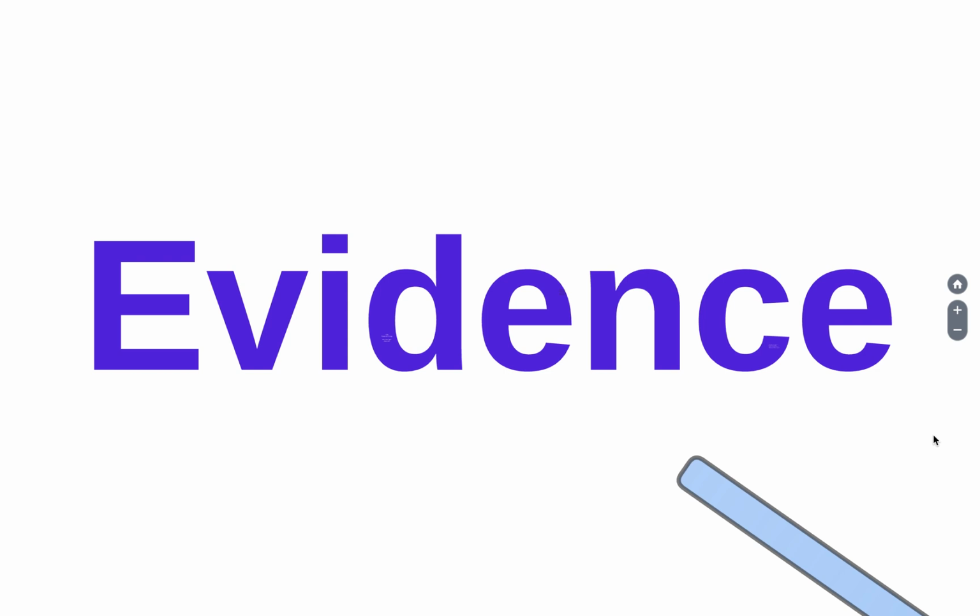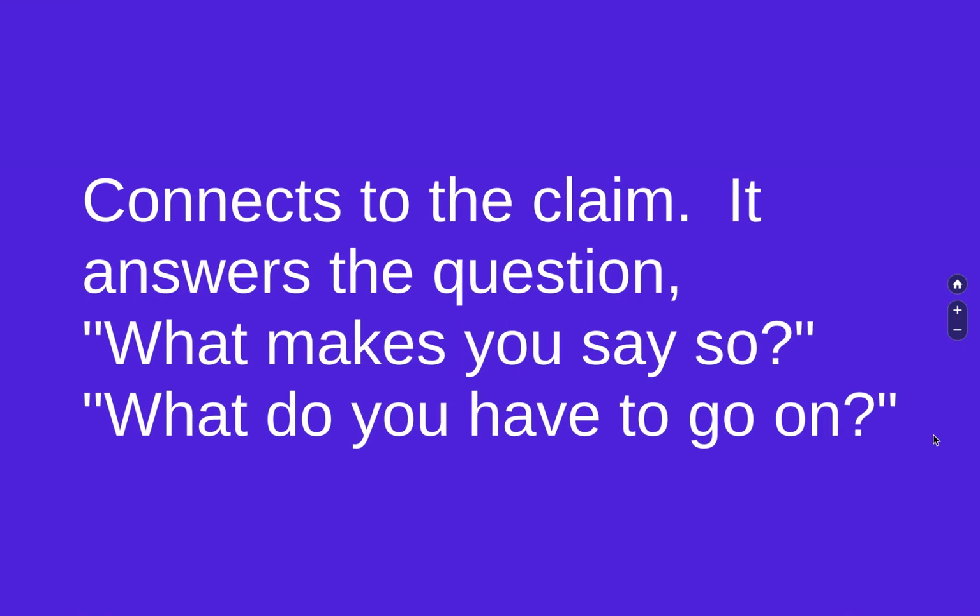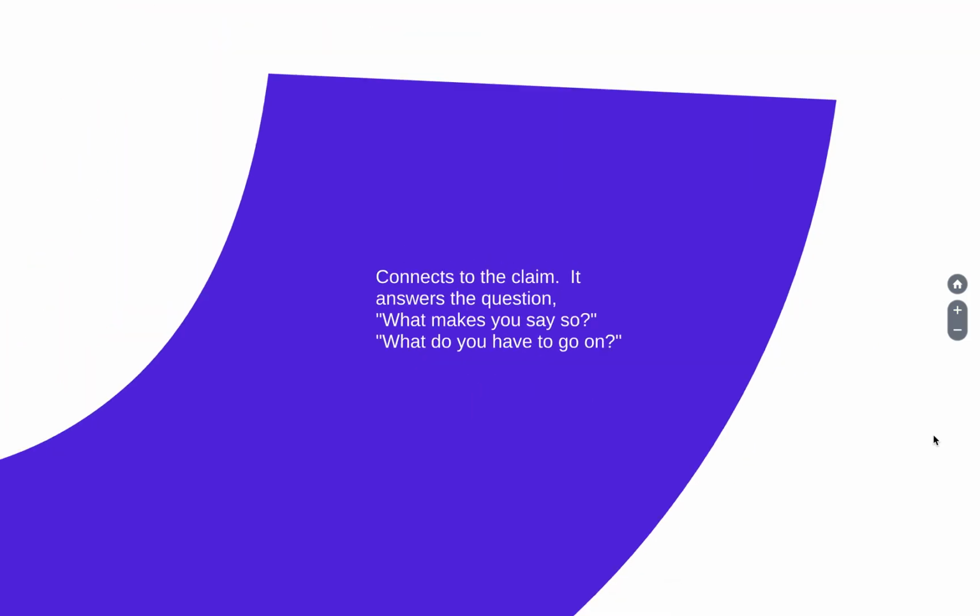So once we have that claim, we're probably going back to our evidence and looking, do I have enough evidence? I want to make sure that the evidence that I have connects to my claim. Maybe I need to go find some more stuff. They're going to answer questions like, what makes you say so, or what do you have to go on? Those are important questions to answer in the argument that you're setting up.